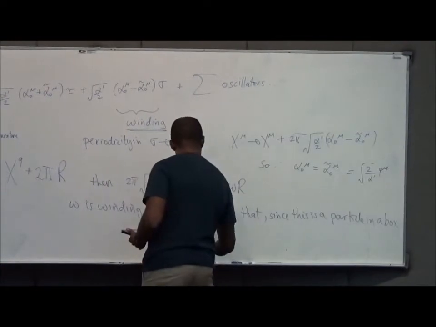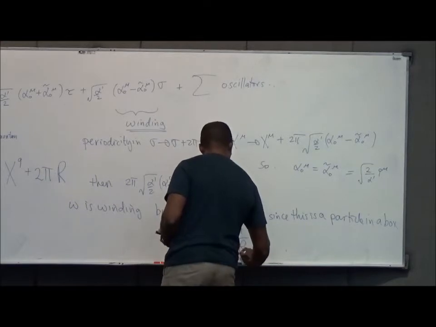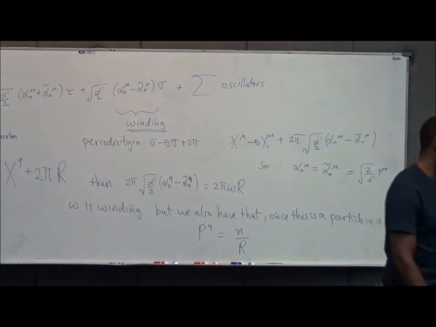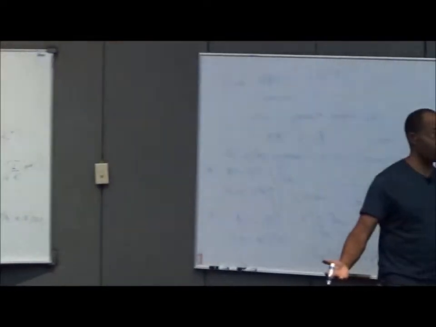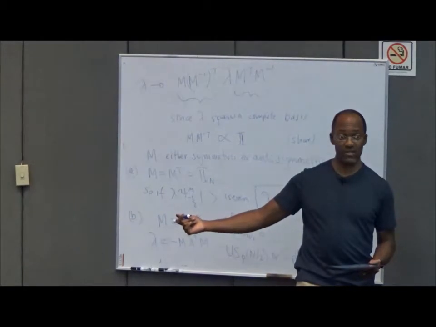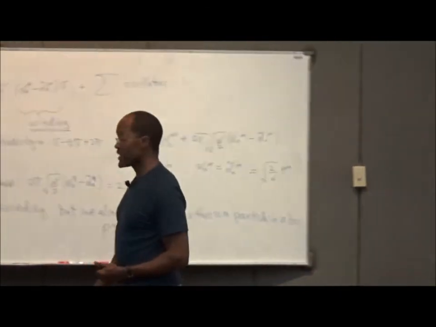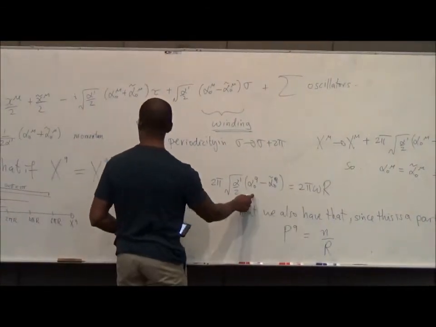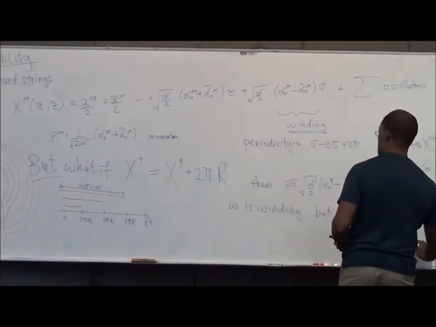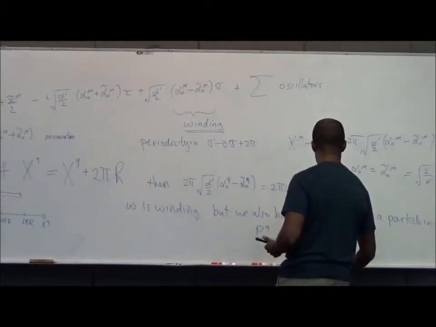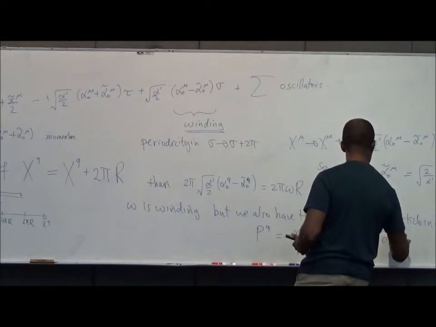So P9 is quantized in units of 1 over r, which you know even from before the harmonic oscillator in a basic quantum mechanics class: momentum is quantized in units of 1 over the size of the box. So I actually have two equations here. So P is this: 1 over square root of 2 alpha prime, alpha mu plus alpha tilde mu 0.